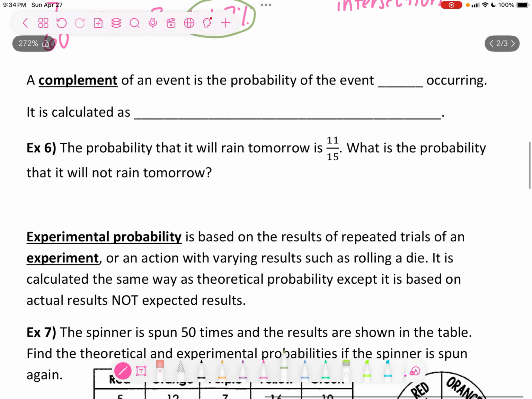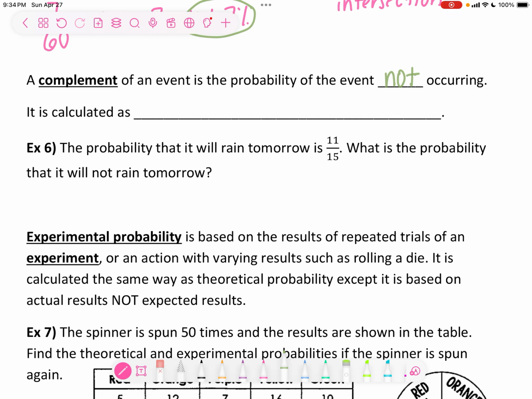All right, a complement. A complement of an event is the probability of the event not occurring. So just like we talked about in lesson 1, complement meaning that it was something that was not in the set that we were talking about, right? It wasn't in the given set, but it was in the universal set. So it's the same idea with probability. It means that you want to talk about the probability that an event doesn't happen, right?